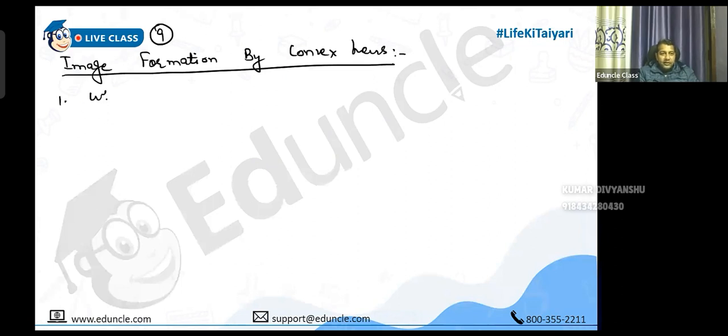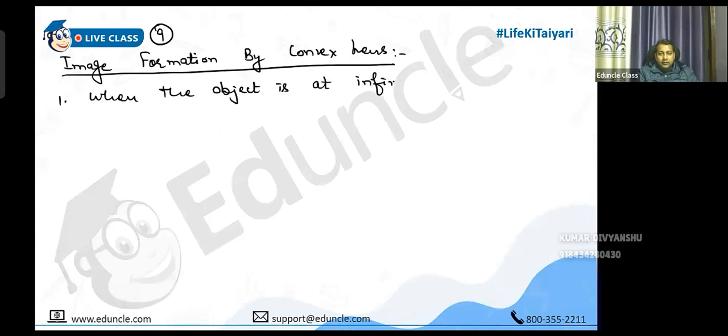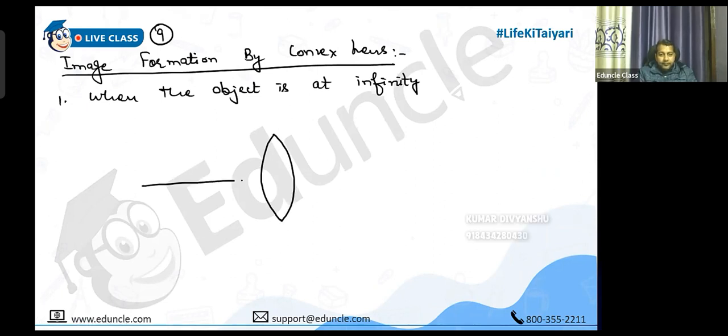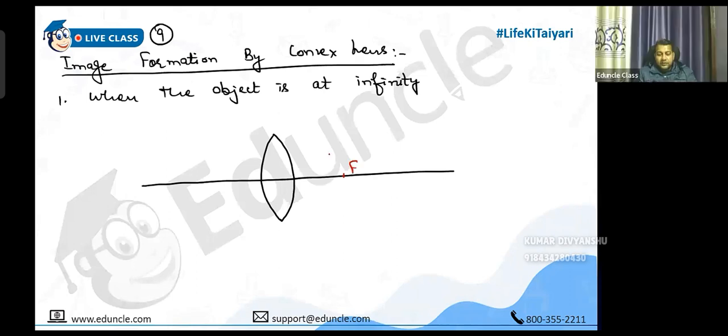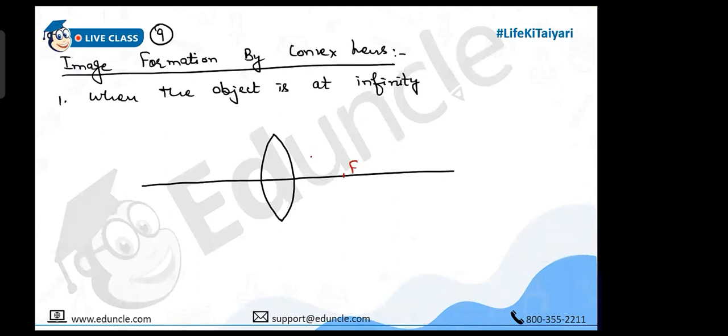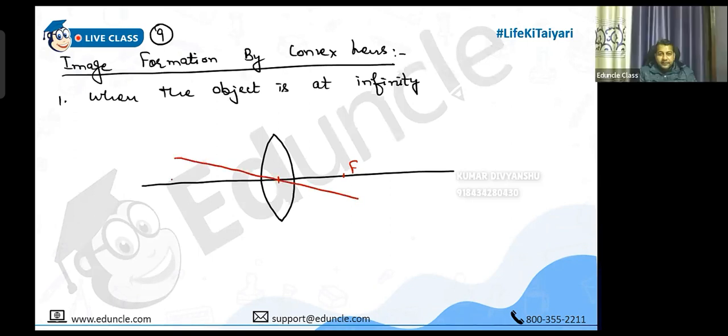So when the object is at infinity. What will happen when the object is at infinity? Immediate focus. This is the focus. Then how will the rays come? If they come parallelly, then it will be made at focus. If they come tangentially, then it can be made in the focal plane. They can go like this, like this.